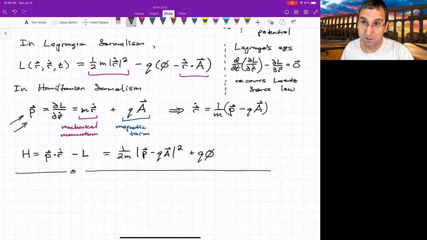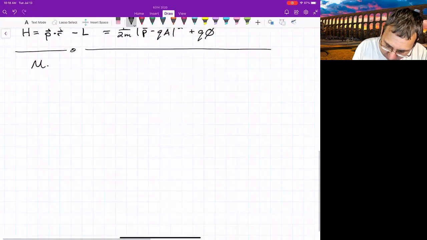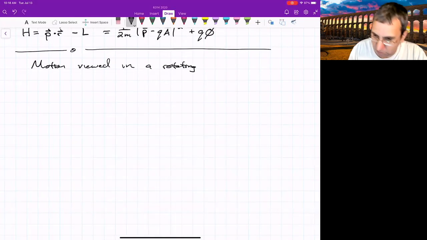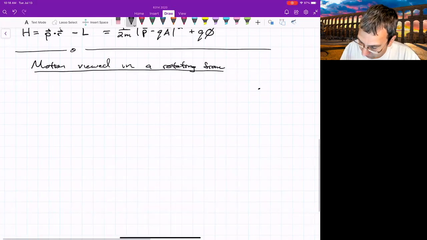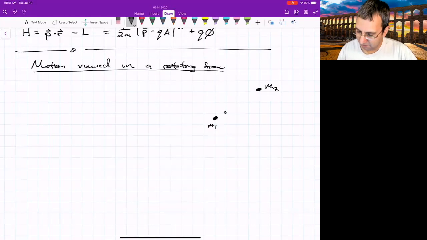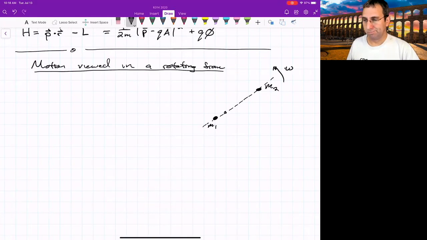There are other, more pedestrian ways in which you get a kind of weird definition of momentum, and the three body problem is a good example. More generally, this is motion viewed in a rotating frame, which is key to simplifying the equations of motion for the three body problem. I mean the circular restricted three body problem. So you've got a mass M2 and another mass M1, and they are moving about their barycenter with a certain rate. So we might try to just draw the line connecting them. They're orbiting with some angular frequency omega about their common center of mass.